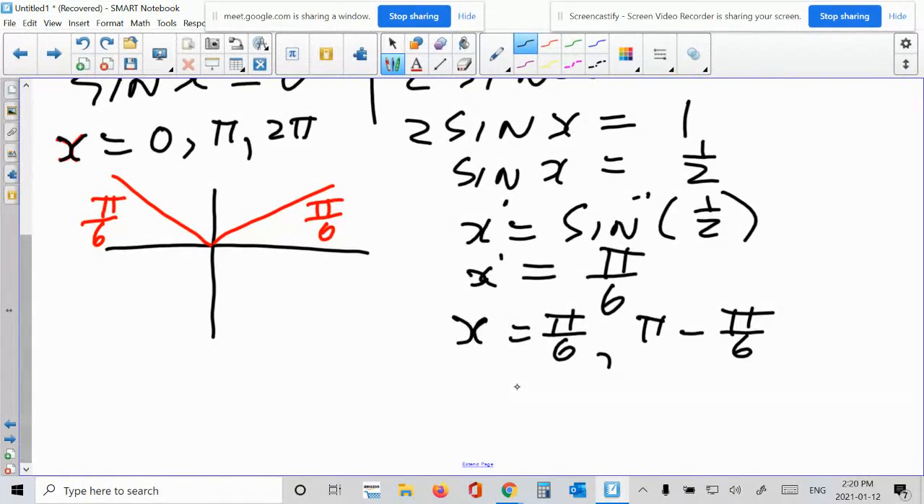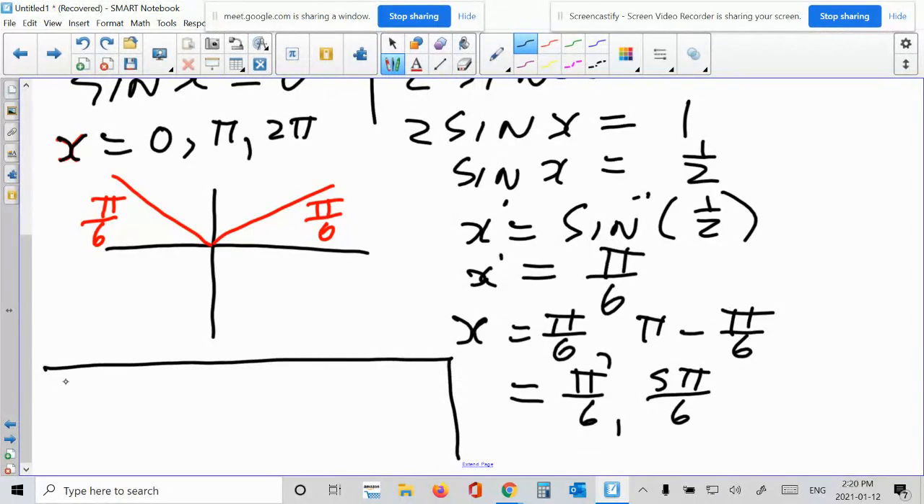Okay. So here are my answers then. 5 pi over 6. So my final answer, a little box here, my final answer is a combination of both of these answers.